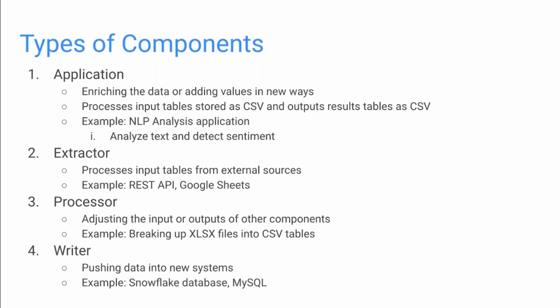Third, processor. A processor is used to adjust the inputs or outputs of the components, meaning that these tables already exist in Keboola. One example is breaking up Excel XLSX files into CSV files, or if you have an input zip file, we also have a processor that can convert that zip file into CSV or decompress it for you.